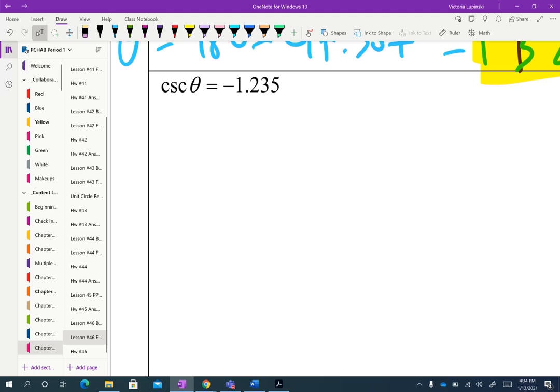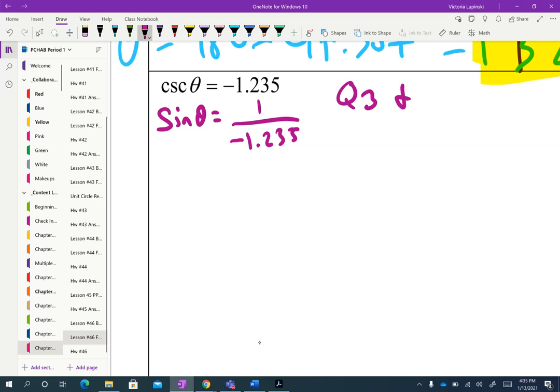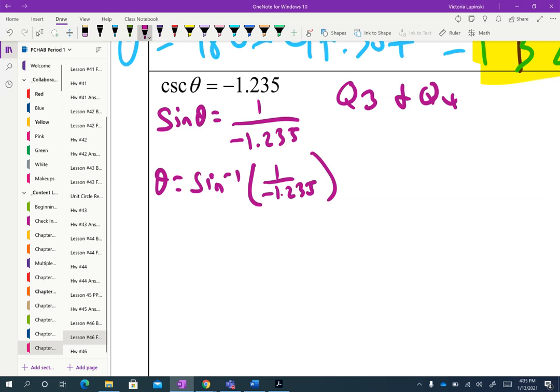So the cosecant of theta equals, so a cosecant, while not terrible, it's not as good as a sine. So I'm going to start by rewriting this as the sine of theta equals 1 over negative 1.235, because of course they're inverses. To determine the quadrant, this is a sine that is negative. Signs involve y values, and those are negative in quadrant 3 and quadrant 4. To get the theta by itself, you're going to do the inverse sine of 1 over negative 1.235, and you should put it in just like that so that you don't have to round anything.